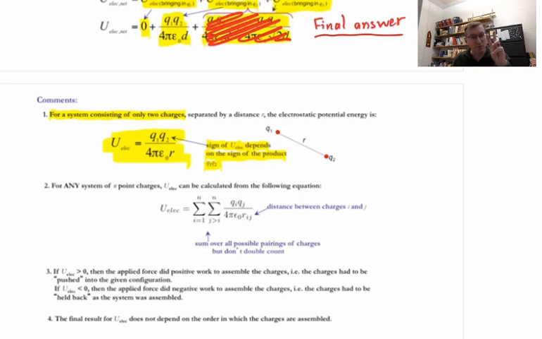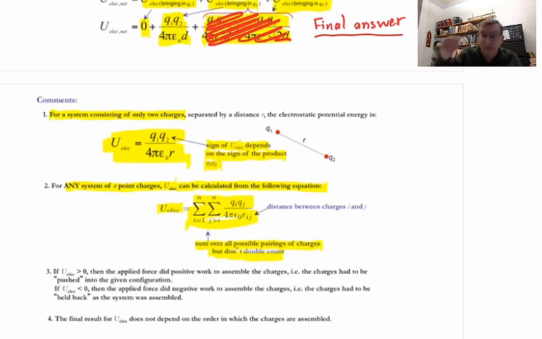Now that's if you have two particles. If you have a system with any number of point charges, like n of them, the most straightforward way, I think, to think about calculating the total stored electrical energy, U elec, I've written out here mathematically. It looks more complicated than it really is. Here's what it says to do. Sum over all possible pairings of charge and don't double count them.